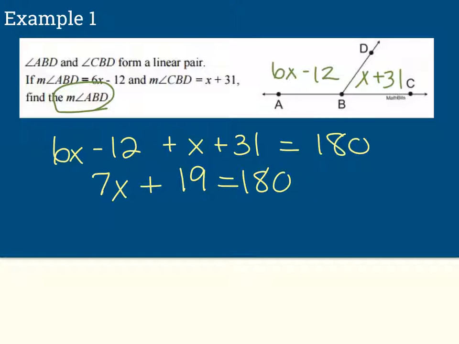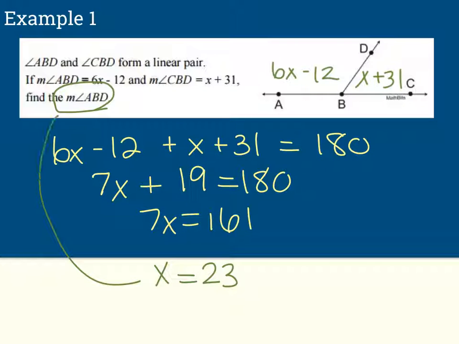So then, once we've combined our like terms, we're going to go ahead and use our subtraction property of equality to do this. And we're going to get 7x equals 161. And then we're going to divide by 7, so we get x equals 23. Go back to your problem. That's not what they wanted. They wanted the measure of angle ABD.